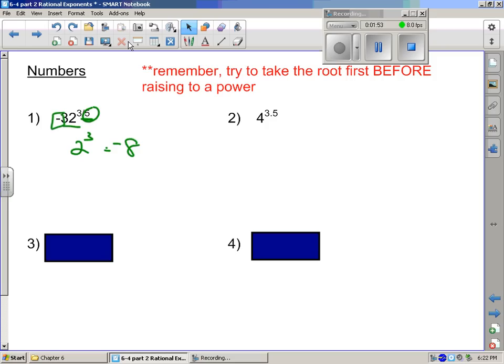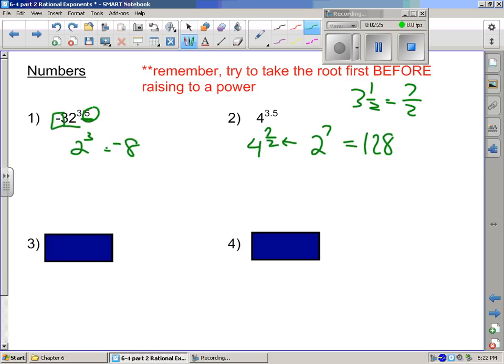All right, this next one. We need to change it to a fraction first. So 3.5 is really 6 plus 1, that's 7 over 2. So we have 4 to the 7 halves. We're going to take the square root first. So the square root of 4 is 2. And 2 to the 7 is 128.